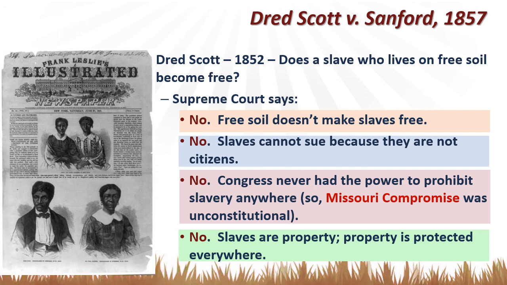So see if you can follow the thinking here. If Congress can't prohibit slavery anywhere, and slaves aren't citizens, that means you can have slavery anywhere in the United States because your property is your property. You could take your property from South Carolina to Minnesota. And the Supreme Court's saying it's perfectly legal for you to do that because your property is protected everywhere.